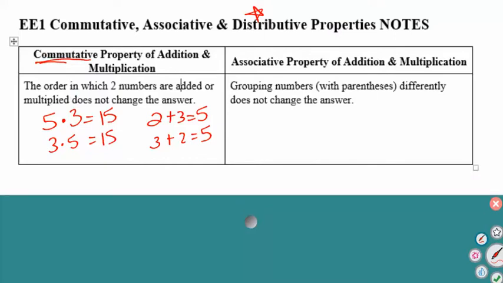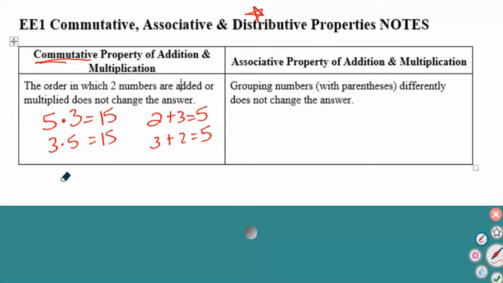Okay, it does not work with subtraction and division. I cannot change the order in a subtraction problem and come up with the same answer. It will not work. Okay, so it only works with addition and multiplication.